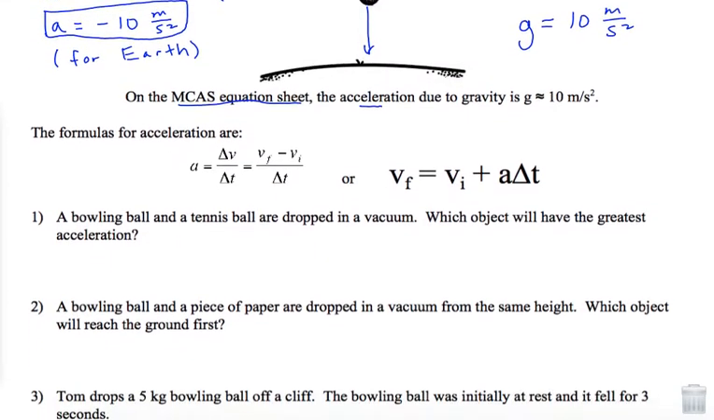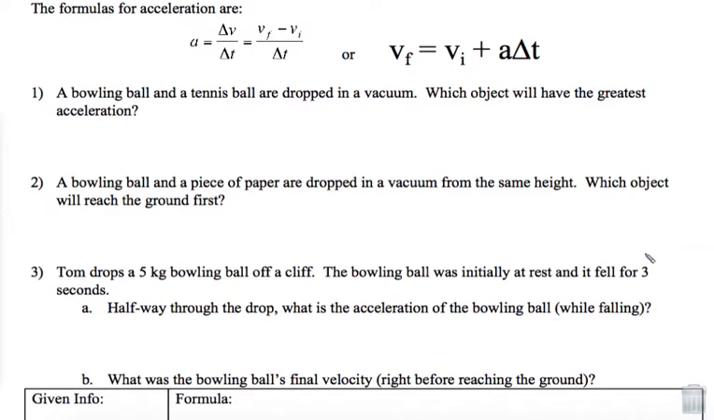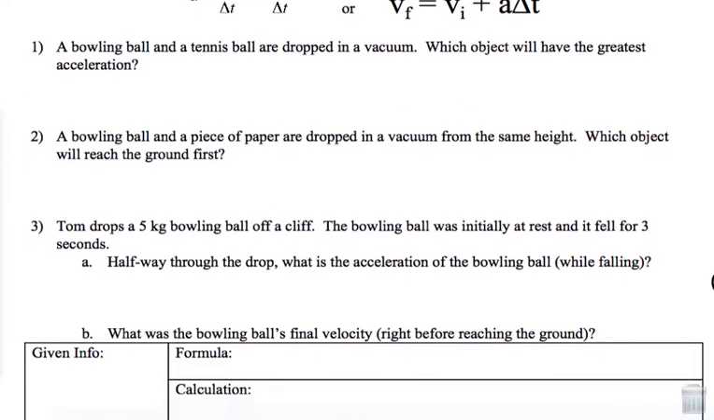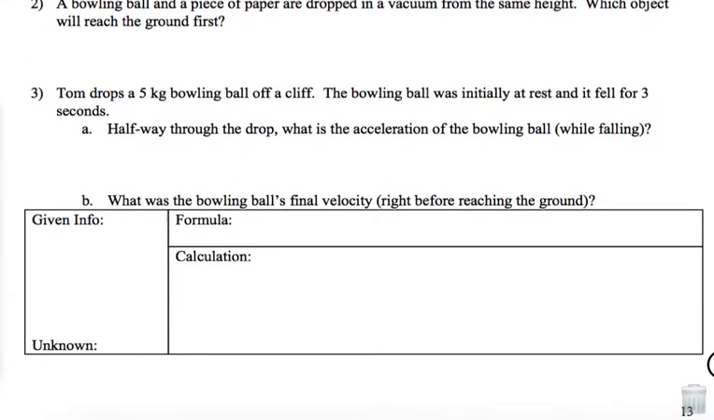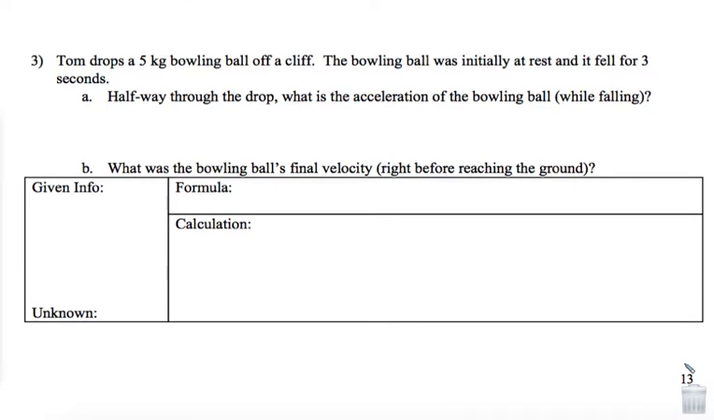Okay, so let's scroll down here. Remember, we got those equations for acceleration. Number 1 and number 2, we're going to talk about in class. Here's number 3. Tom drops a 5-kilogram bowling ball off of a cliff. The bowling ball was initially at rest, then it fell for 3 seconds. Halfway through the drop, what is the acceleration of the bowling ball while falling?